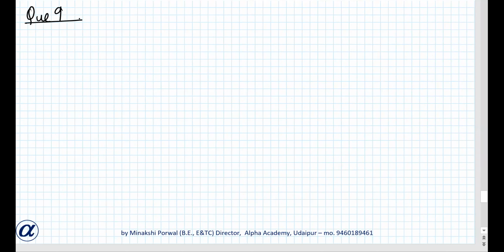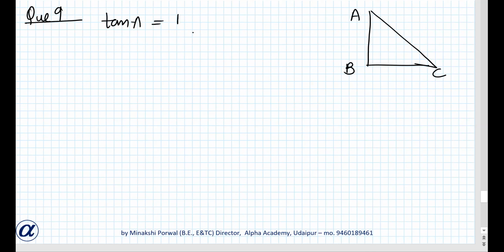So let us come to question number 9. In a triangle ABC, right angled at B. There is a triangle ABC which is right angled at B. Tan A is 1 by root 3. If we take A this side, it will be convenient. So tan A is this angle under consideration. Tan A is 1 by root 3, and tan is what? Perpendicular upon base. Perpendicular is K only, base is root 3K.